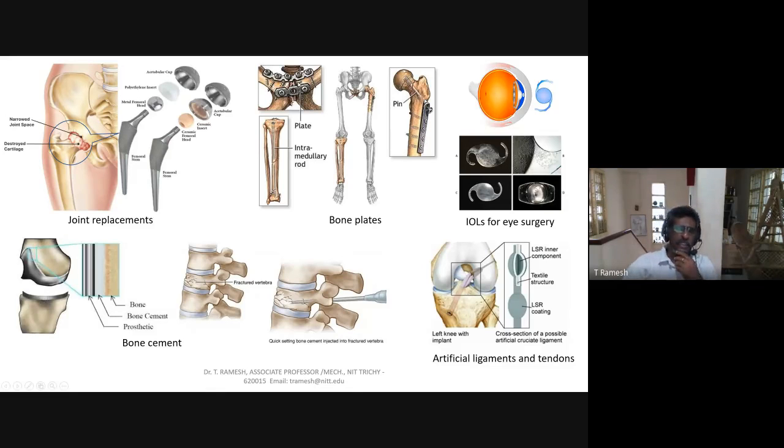For certain materials, after a period of time, they go for another surgery and remove the implants. Now, the scenario is not like that. We have very good materials which have a good degradation property, so that they will be degraded on their own inside our body.